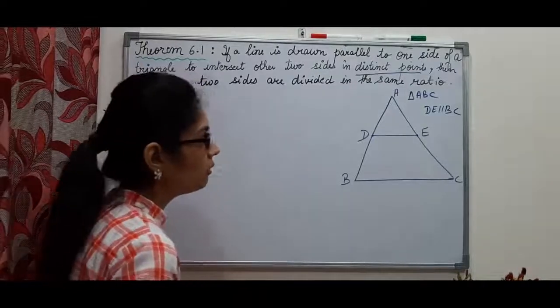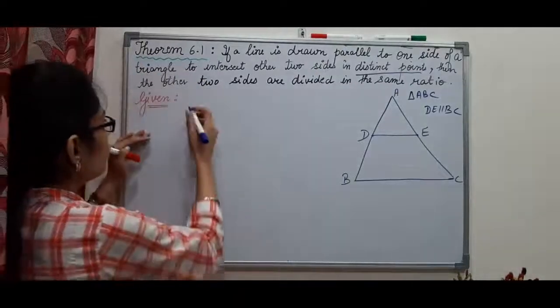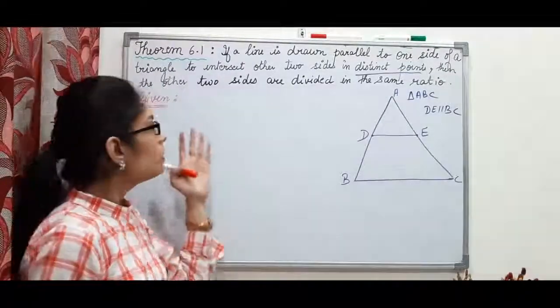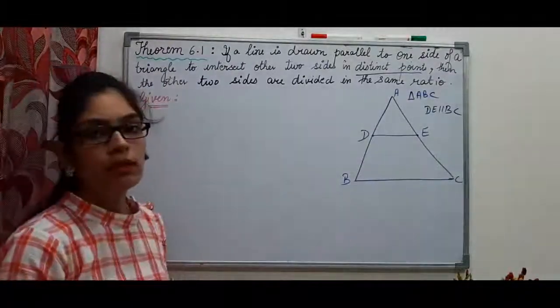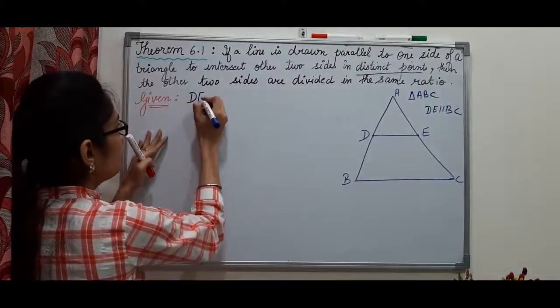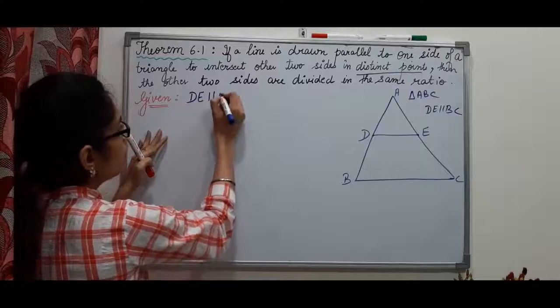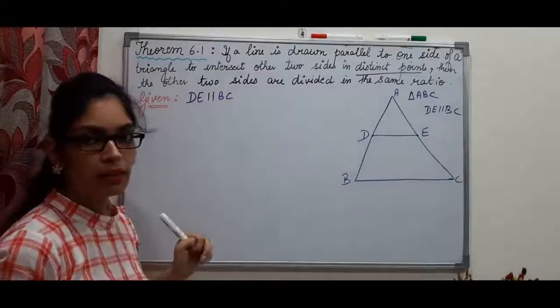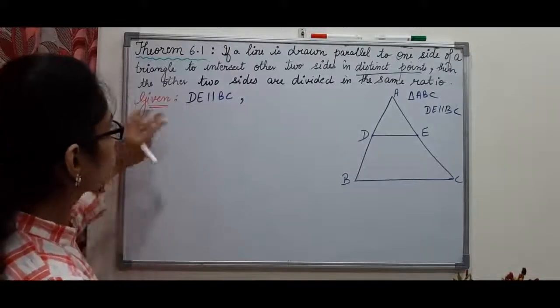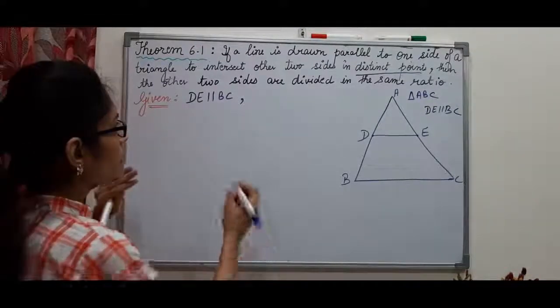So whenever you are doing a proof of a theorem, just start by writing all the given things. First of all they have given us that this line DE is parallel to BC. This they have given in the theorem. So this is what they have given us.